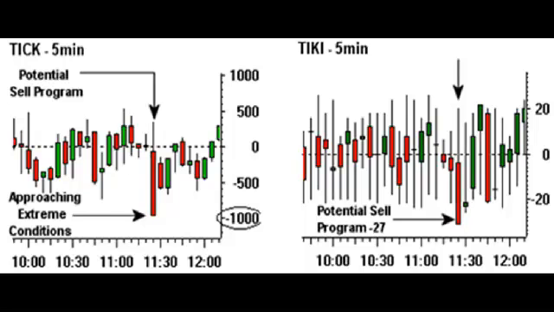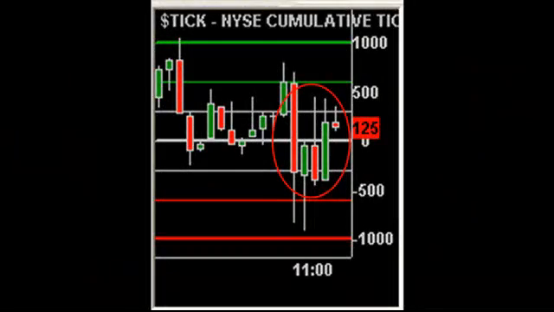This illustration is showing a probable institutional sell program with the extreme tick and TICKI. The tick is showing a sharp negative red move at 11:25 a.m., approaching extreme conditions with the negative 1,000, while the TICKI is making the correspondingly sharp downside move at the same time, suggesting an institutional sell program. A tick with the values stuck between that plus or minus 600 range indicates flat market conditions.